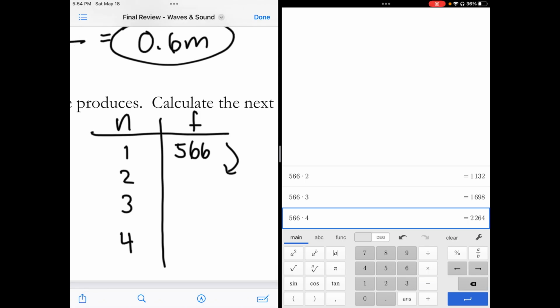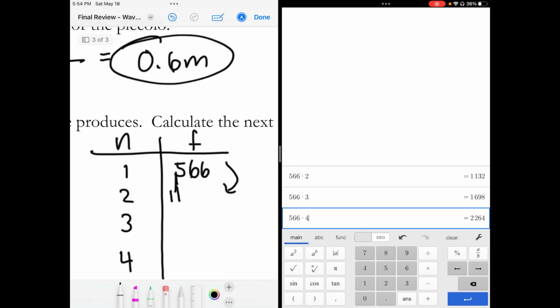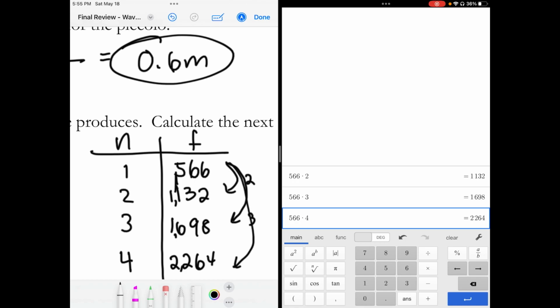If the fundamental frequency is 566, then the next one is 1132, then 1698, then 2264. They're multiples of each other. So the next one up is times 2, times 3, and times 4.